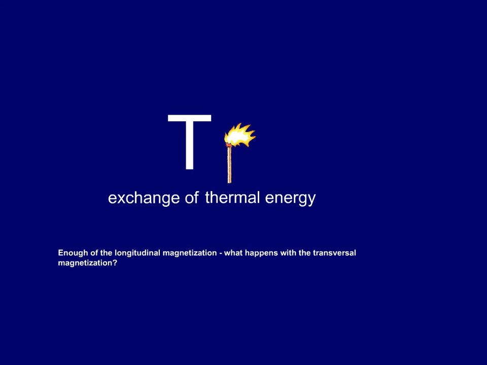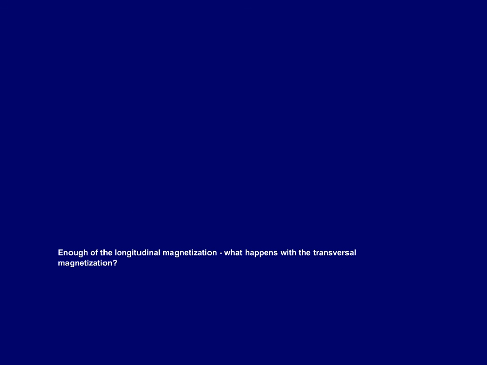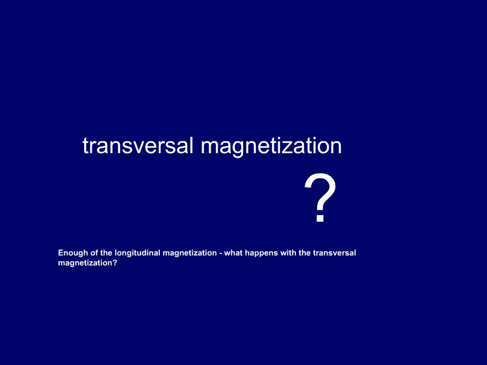Enough of the longitudinal magnetization. What happens with the transversal magnetization?